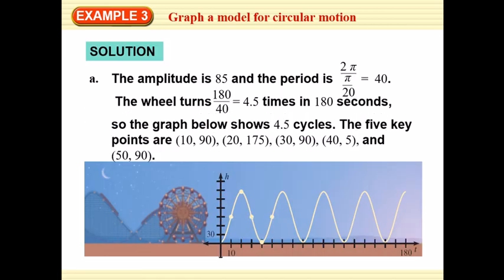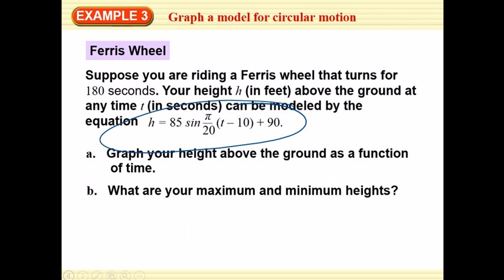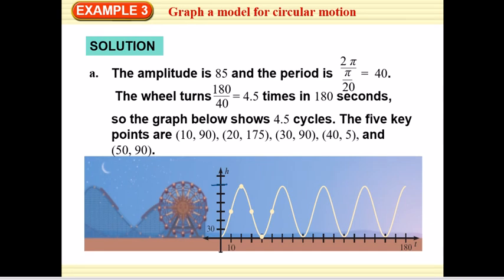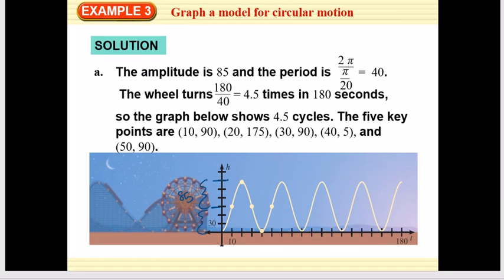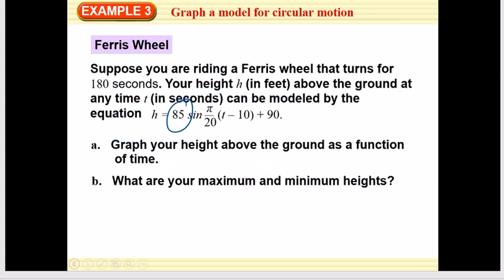Alright, so if we go back one more time, A here is 85, so that determines your amplitude. So here, this distance right here is 85. And then there's also going to be 85 below that. So the total height here is 85 times 2, which is 170 all together.